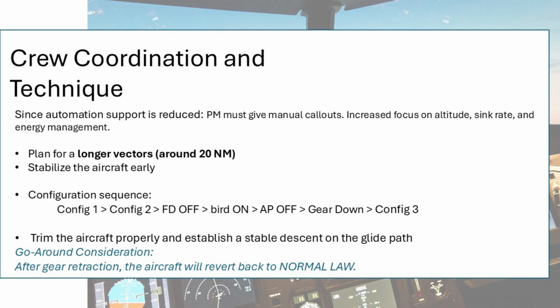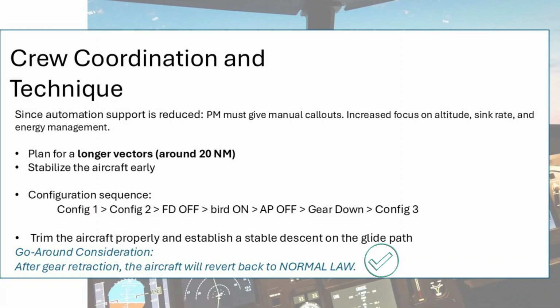Configuration sequence. Config 1. Config 2. Then flight director off, bird on. Then autopilot off. Then gear down. At this stage, the aircraft will be in direct law, but autothrust remains available. Continue with Config 3. Trim the aircraft properly and establish a stable descent on the glide path.